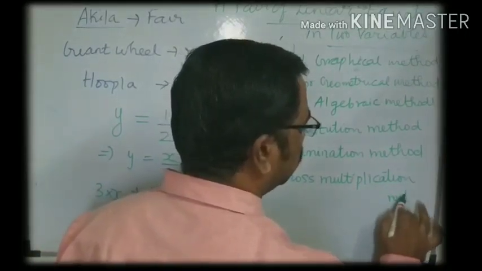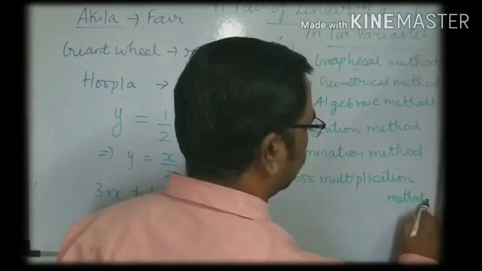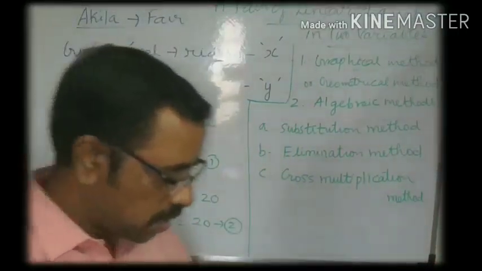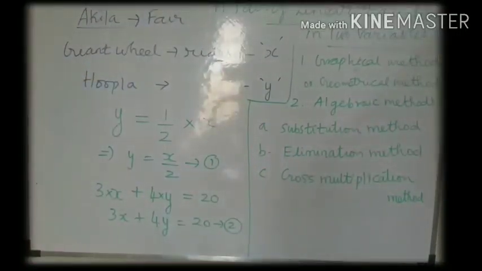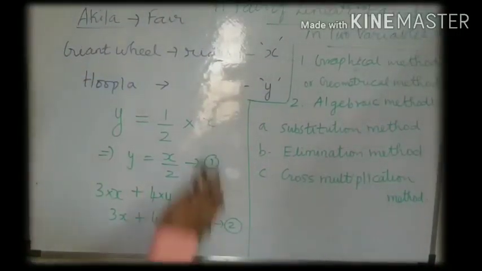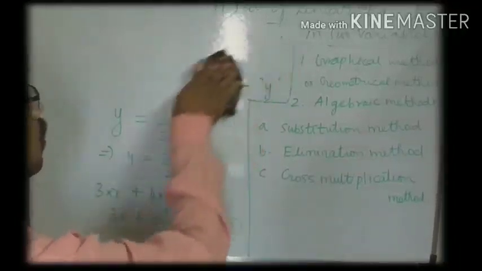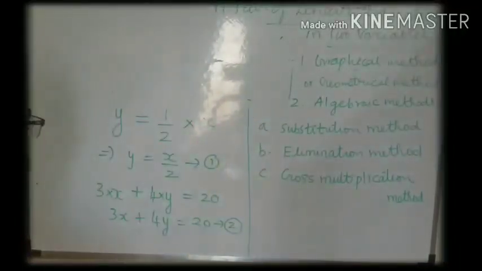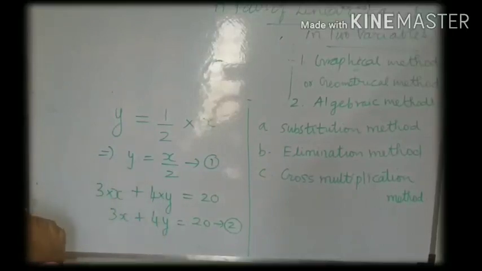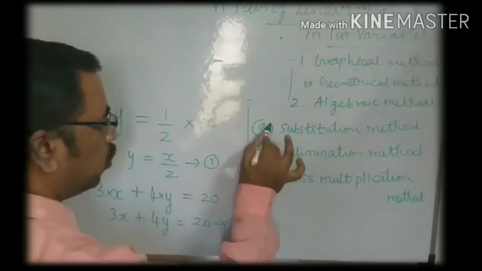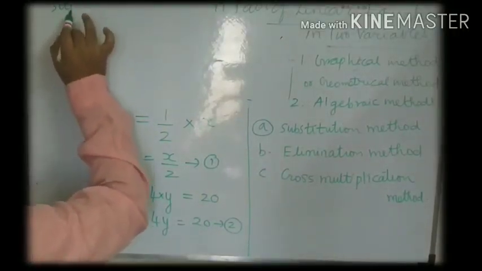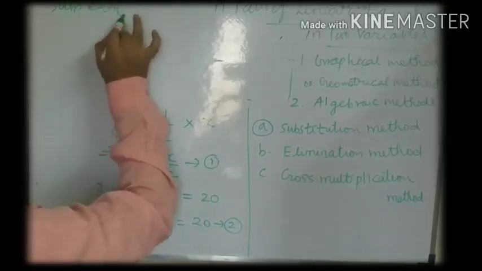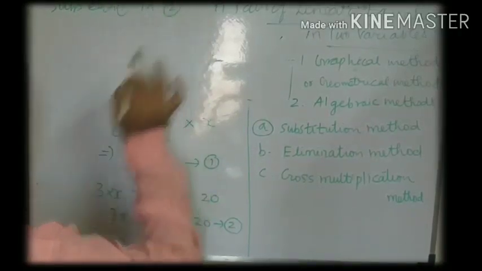So let us discuss all these methods one by one. Let's try to solve this situation by any one of the methods. Now here, this is equation 1. Let me choose the substitution method to solve this problem. y is equal to x by 2. I am going to substitute equation 1's value in equation 2.